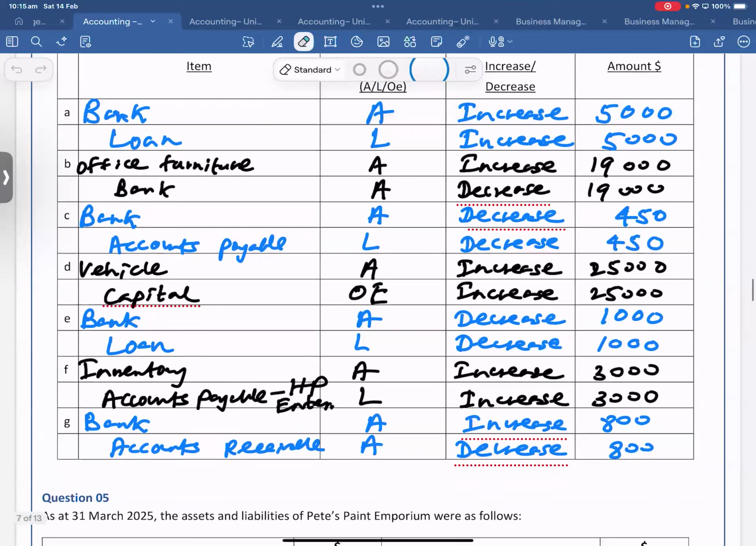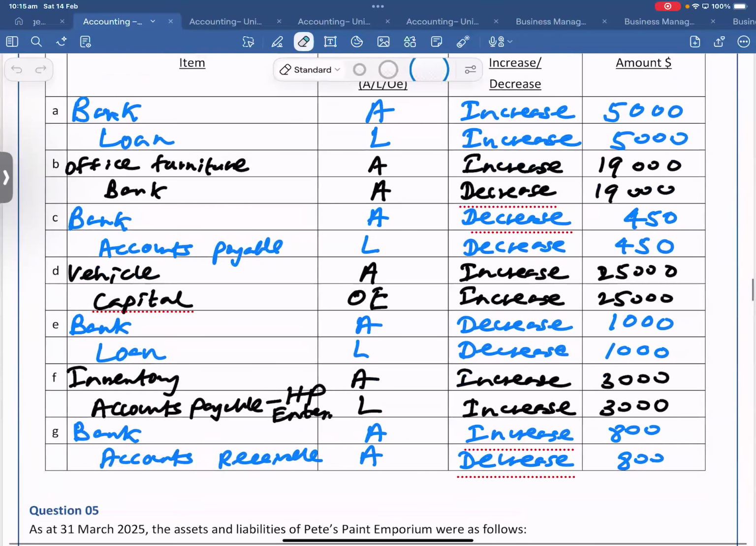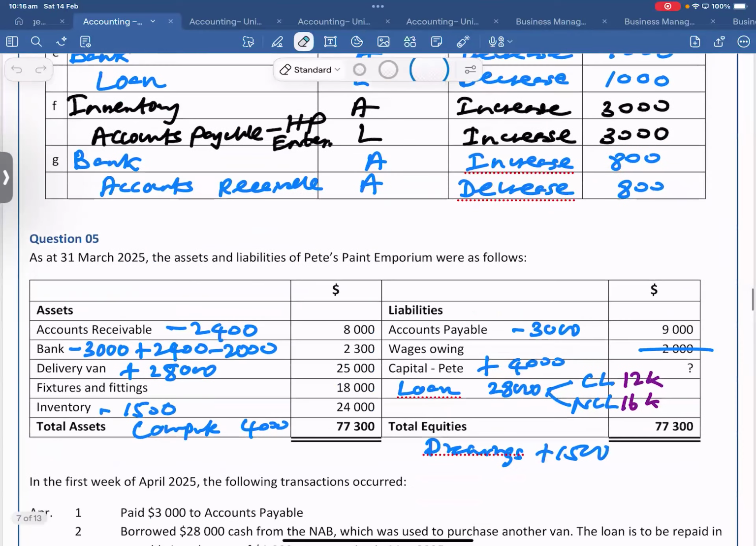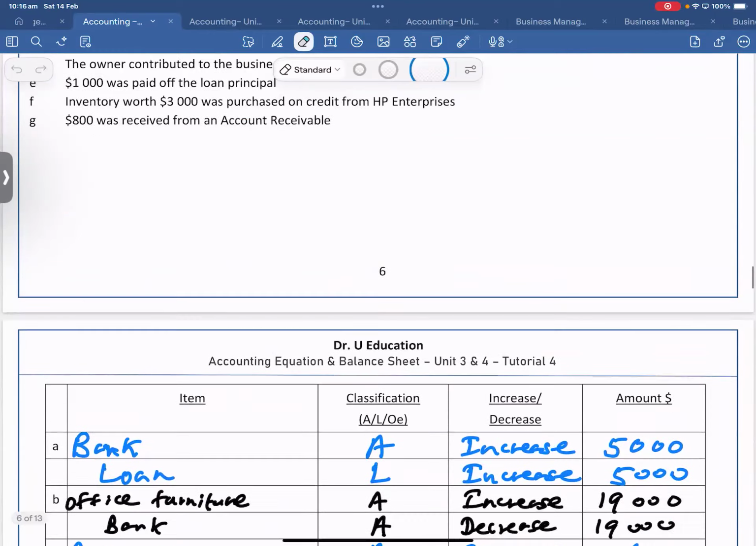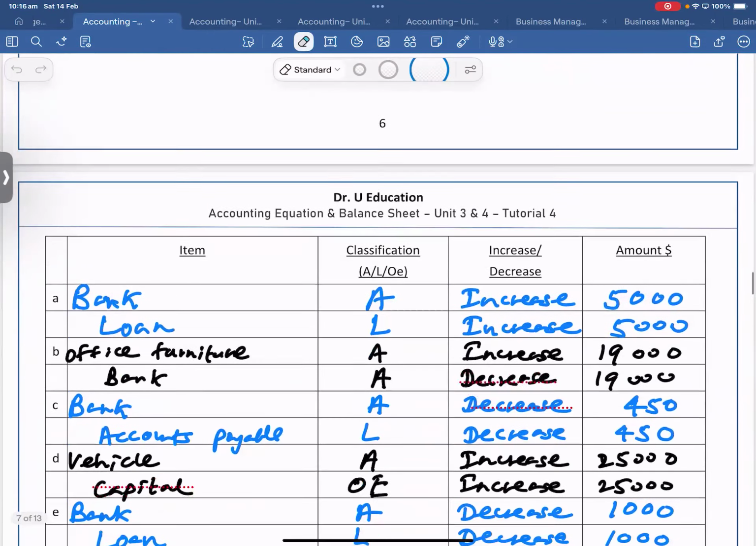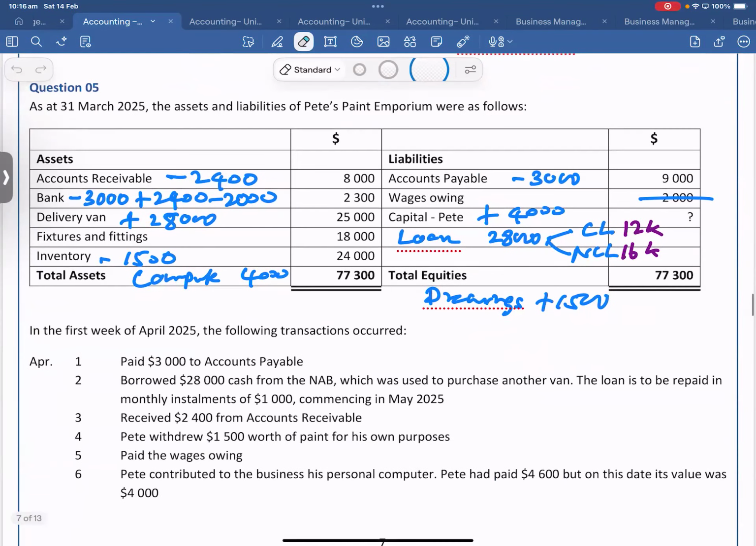Okay, so this is the answer for part D2G. Any questions with this? Did you get everything correct? All right, wonderful. Then question number 5, right? We'll do it together. Now, this is how we are going to do it.